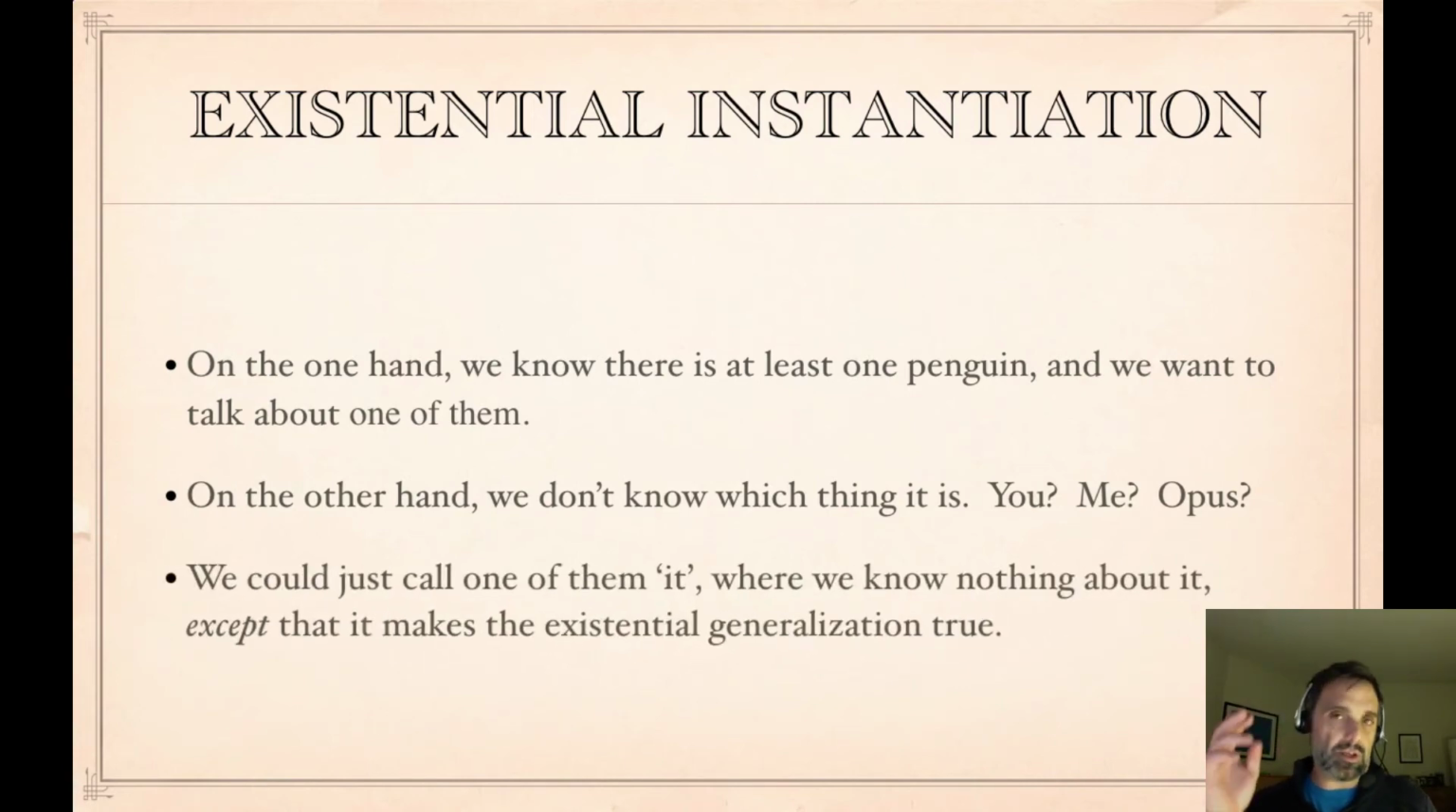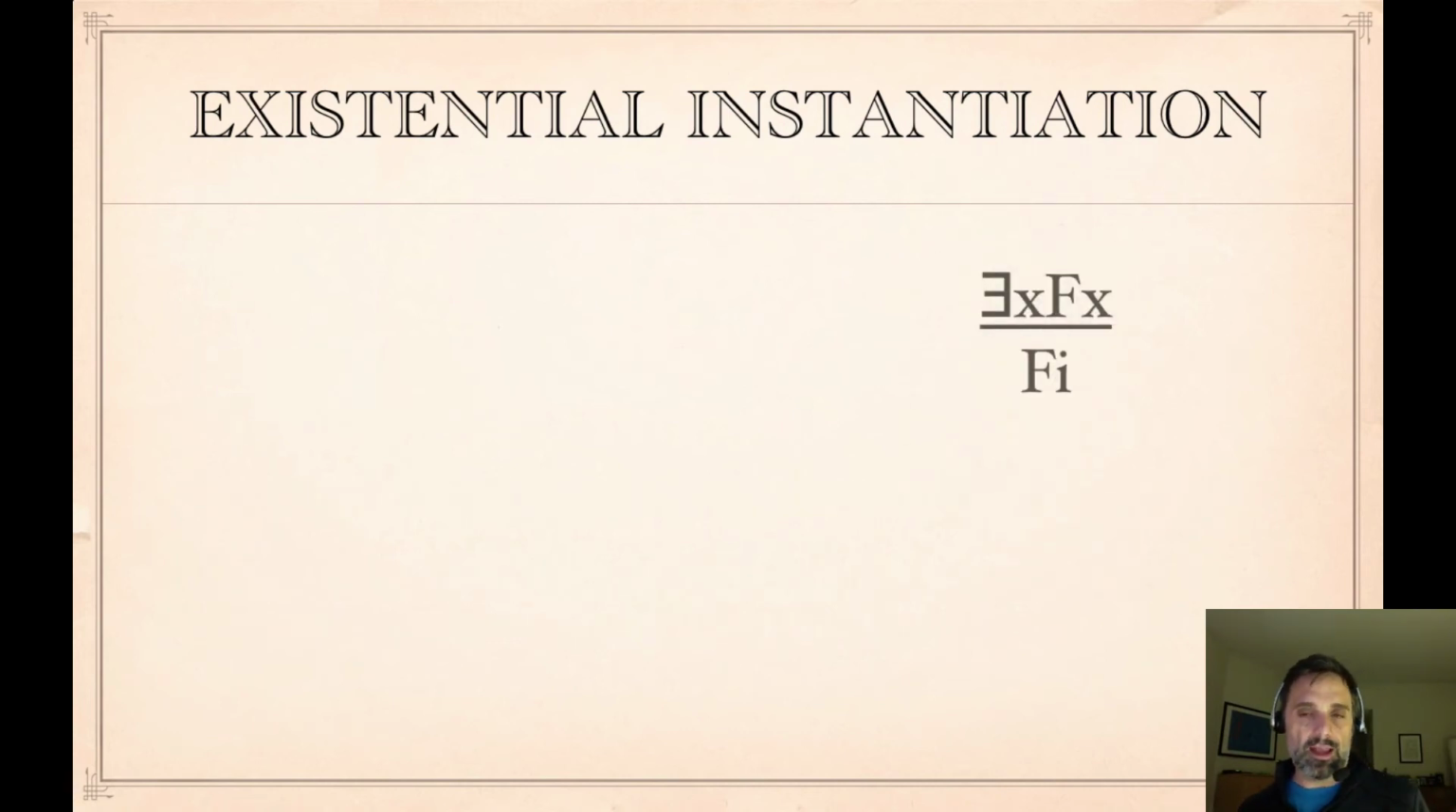So what we're going to do is introduce it into the sentence and say, look, just let it refer to one of those things that is a penguin. We know they're out there, and so let it be a name for one of them. When we do that, all we know at that point about the referent of it is that that thing is a penguin, and we don't know anything else about what the word it is referring to. All it does is make the existential generalization true. And so that's what's happening with our some x Fx, Fi rule in the logical language.